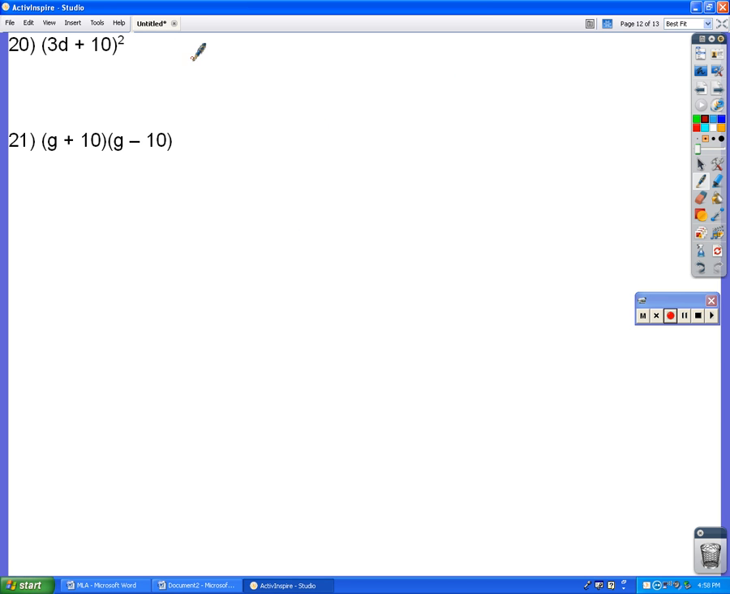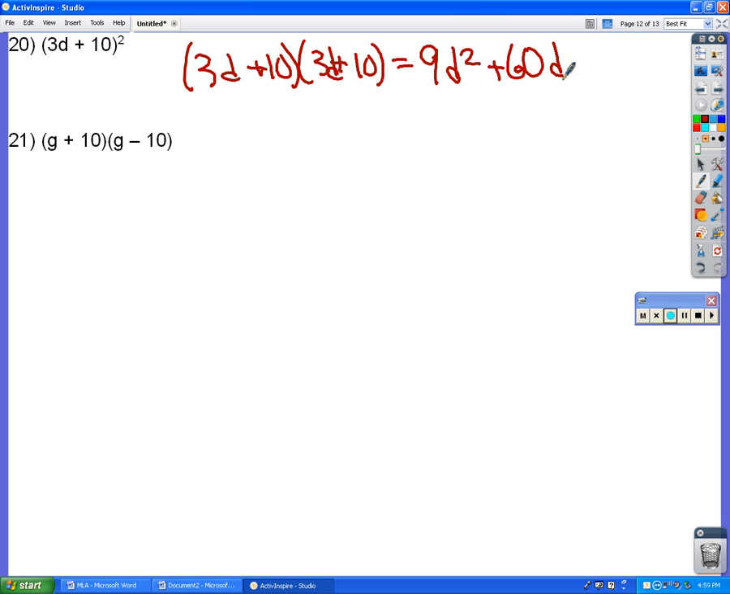Same thing here, but a little more complicated because there's a letter in front, but it'll work out to be basically the same. So 3d times 3d is 9d squared. Then when I do the outside ones, I'm going to get 30d from that. The inside ones are going to give me another 30d's, and altogether that will be 60d's. And then 10 times 10 makes 100.